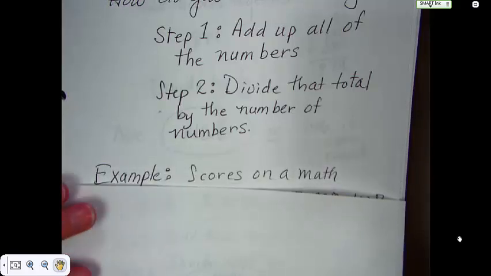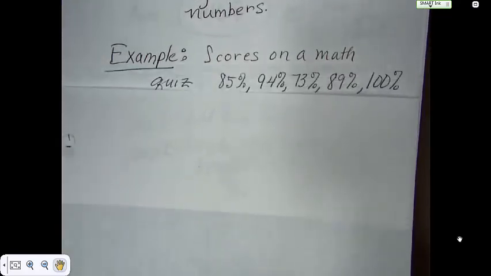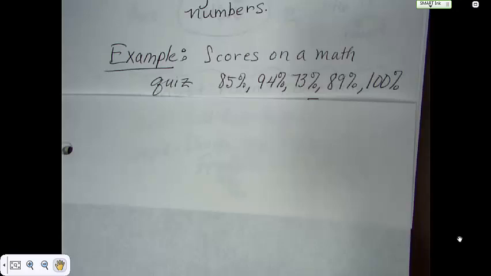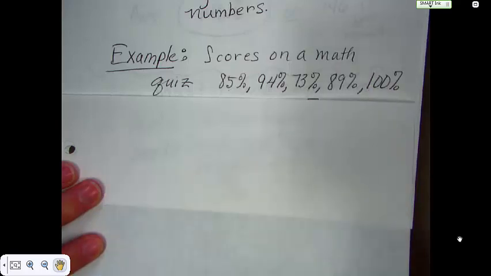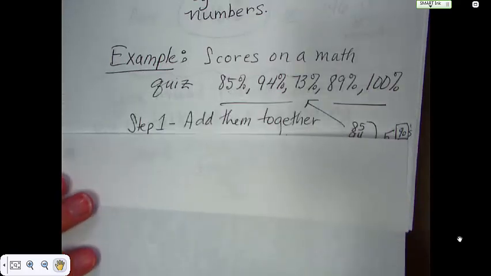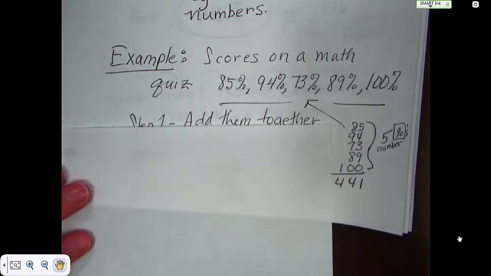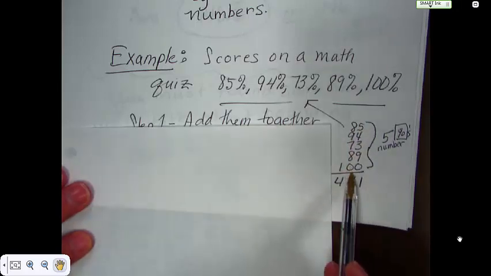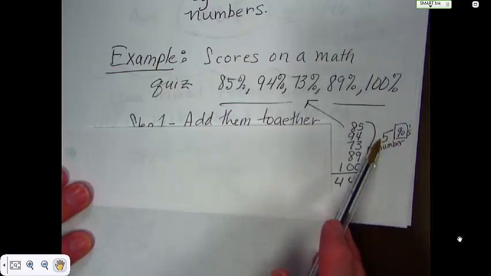So here's an example. We'll even use math scores, okay? So let's say you have scores on the math test. Those scores are an 85, a 94, and then you had trouble, you had a 73, an 89, and then whoop, you got 100. Now, how many scores are there? Well, if we count, we have 1, 2, 3, 4, 5. So keep that in mind. You have 5 scores. Our steps are, you add all the scores together, as you will see over here. Add all the scores together, and you get 441. There are 5 scores.